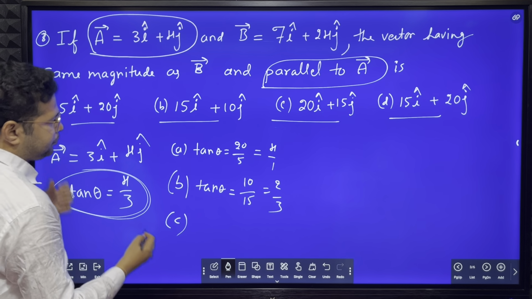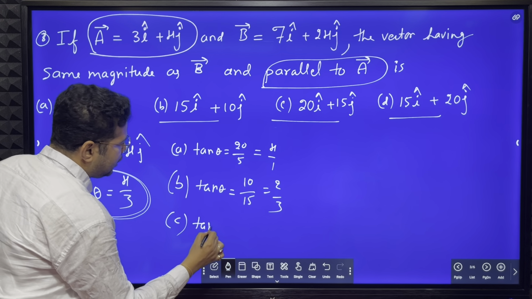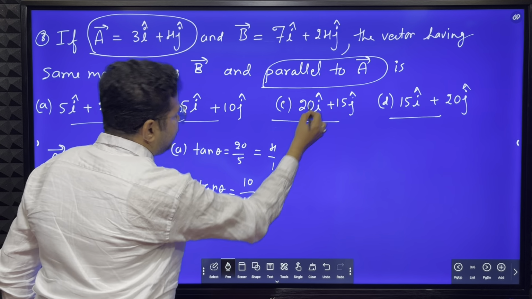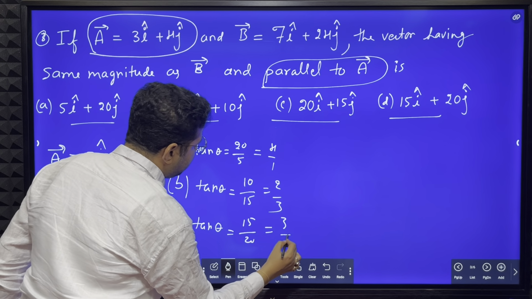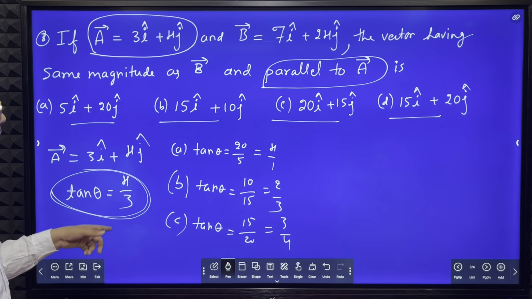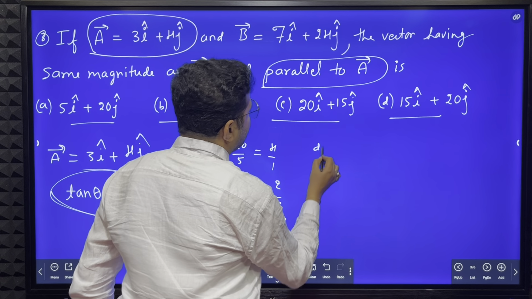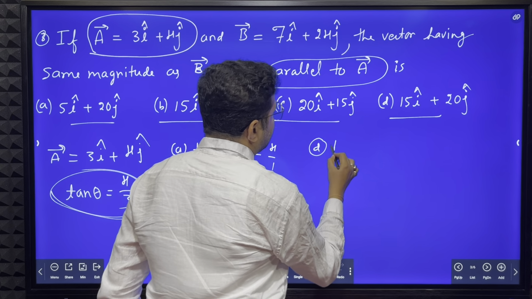Option C: tan theta is equal to 15 by 20. 15 by 20 means how much? 3 by 4. What I need is 4 by 3. Okay, what about option D? In option D, tan theta is equal to 20 by 15.